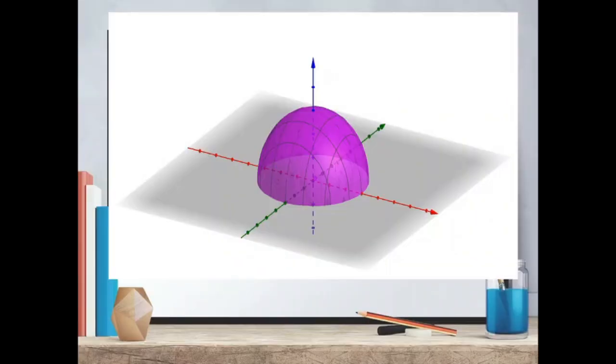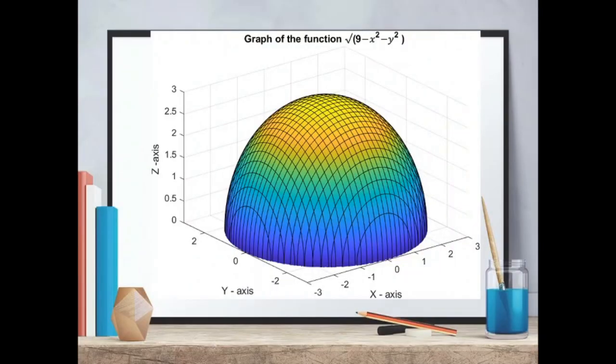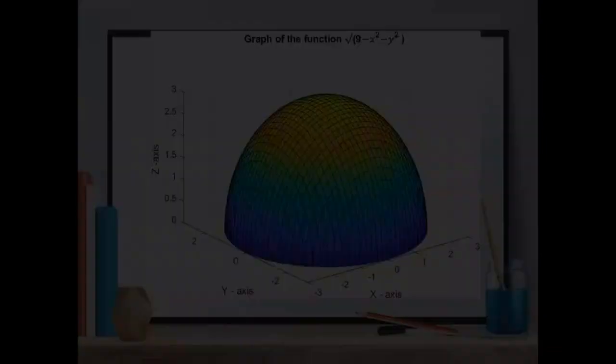See, this is the diagram of the graph of g. It is the upper part of the sphere x² + y² + z² = 9. You can easily see that its center is (0, 0, 0) and radius 3 units, and every point on this sphere has z coordinate greater than or equal to 0. This is another view. Actually these graphs are obtained using GeoGebra software and MATLAB software.